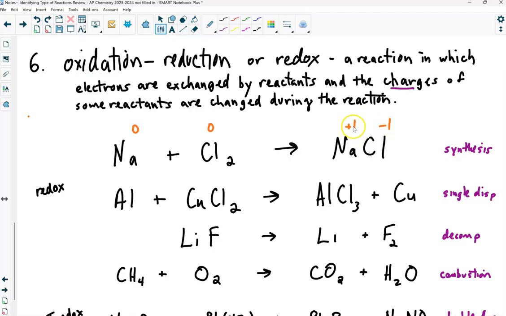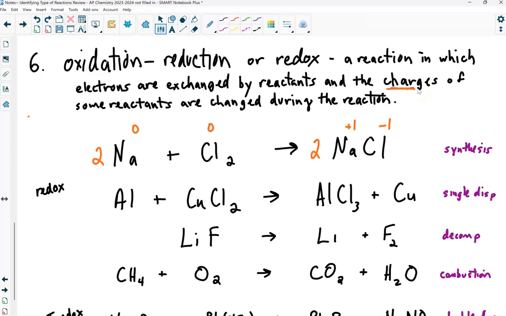So if you see what happened here, sodium lost an electron to become sodium ion, and chlorine is gaining an electron to become chloride ion. And we're not balanced here, and that's okay. We'll put a 2 there and a 2 there, but you get the general idea that sodium has changed its charge. Chlorine has changed its charge.